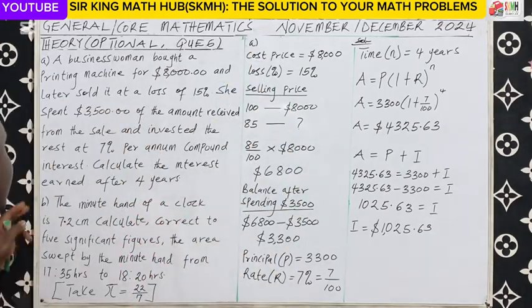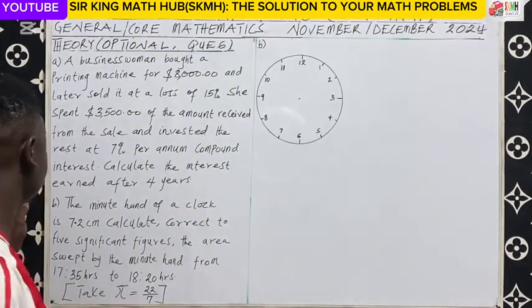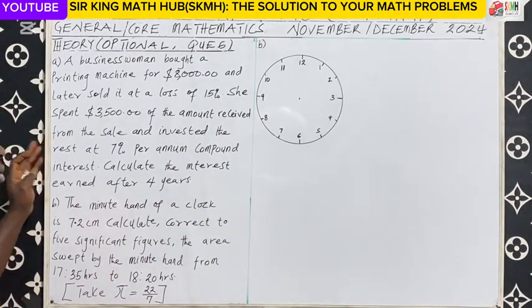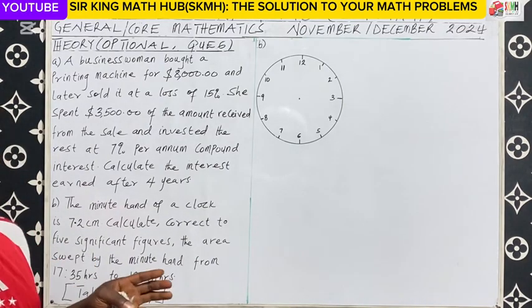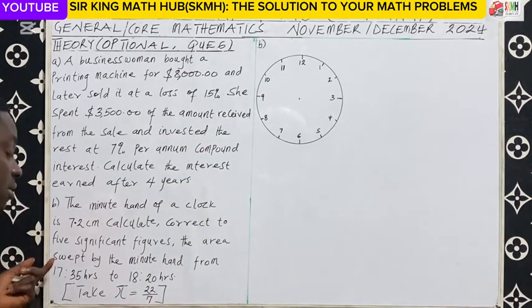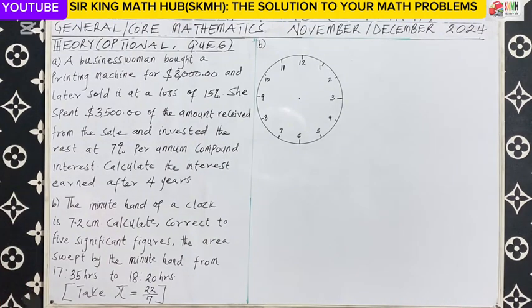So now let's also look at the B part. The minute hand of a clock is 7.2 centimeters. So that is the length of the minute hand of the clock. We have to calculate, correct to 5 significant figures, the area swept by the minute hand from 1735 to 1820. So the emphasis is on the wall clock. Now recall that 1735 is the same as 5:35 p.m. and 1820 is also the same as 6:20 p.m.